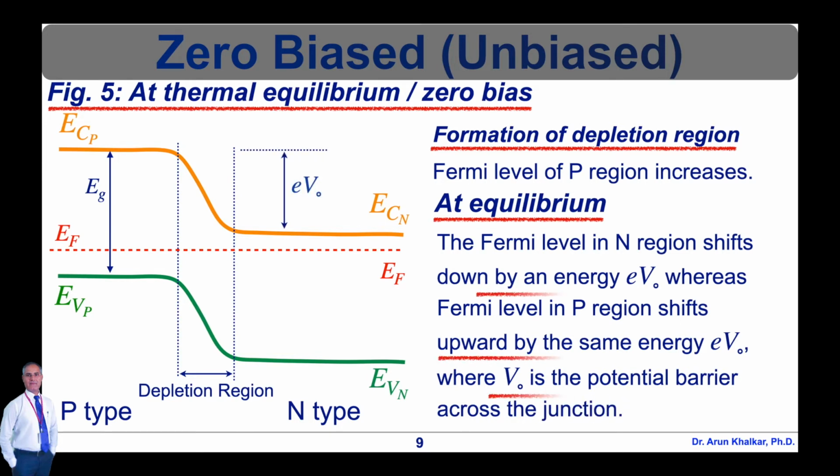The band edges in the two regions shift themselves so that the Fermi levels are properly aligned and equilibrium is attained. The Fermi level in the N region shifts down by an energy eV0, whereas the Fermi level in the P region shifts upward by the same energy eV0, where V0 is the potential barrier across the junction. After equilibrium is attained, the majority electrons from the N region face the potential barrier across the junction. Thus, they cannot cross the junction and no current flows.